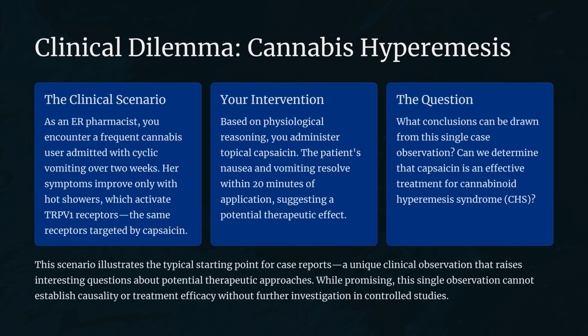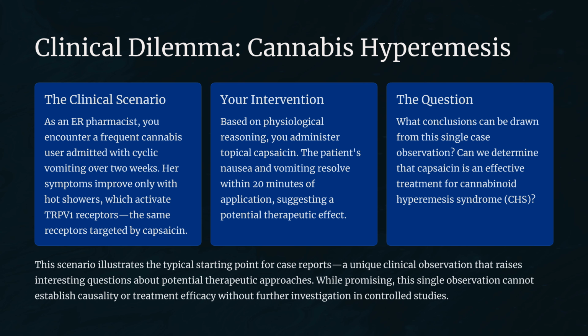So what could be a clinical dilemma here that you could use a case study or case series for? That might be something like cannabis hyperemesis. So here's the scenario. You're an ER pharmacist. You encounter a frequent cannabis user who's admitted with cyclic vomiting over 2 weeks. Her symptoms improve only with hot showers, which activates TRPV1 receptors, the same receptors that are targeted by capsaicin.